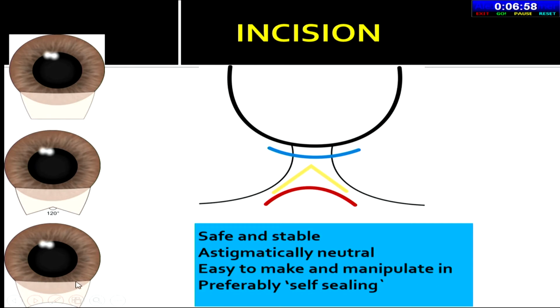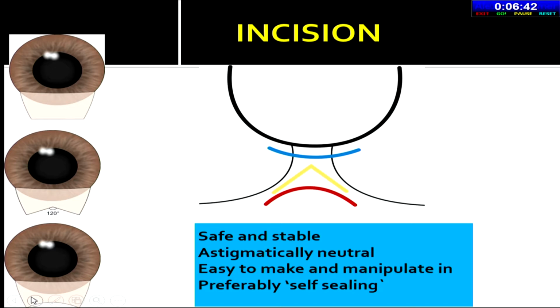This should be about 1.5 to 2 millimeter. Again, this should be 1.5 to 2 millimeter. This should be about 8 to 9 millimeter. And the external incision is going to vary. The size is going to vary depending on the kind of technique you're using.